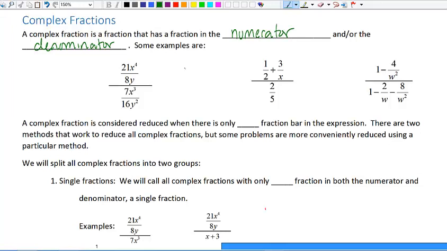Now, another example would be if you had 21x to the fourth over 8y divided by just 7. That has a fraction in the numerator, then there's a longer, bolder fraction bar, and then only a whole number in the bottom. You can have a whole number in the bottom or a whole number in the top, just as long as there is at least one extra fraction either in the numerator or the denominator, then the whole thing's a complex fraction.